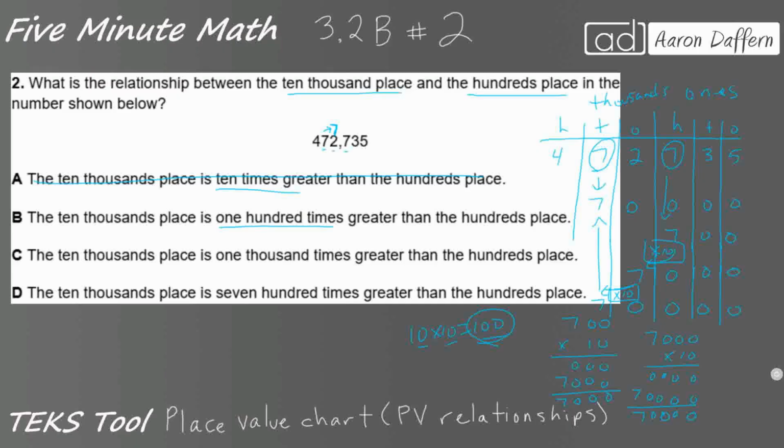C, the 10,000s place is 1,000 times greater. No, it's 1,000 times greater than 1, 2, 3 spots right there, if that was a 7. And the reason it was 3 spots is because there are 3 zeros in 1,000. That's kind of the trick. You look and see how many zeros are there in 10, 100, 1,000, 10,000. That's how many spaces you're going to move. And then the 10,000s place is 700 times greater. No, it's not 700. It's 100 because it's 10 times 10. All right, so our answer here is going to be B.